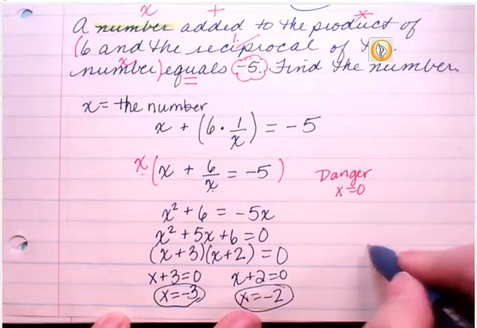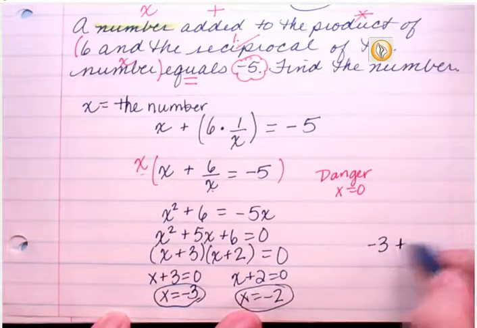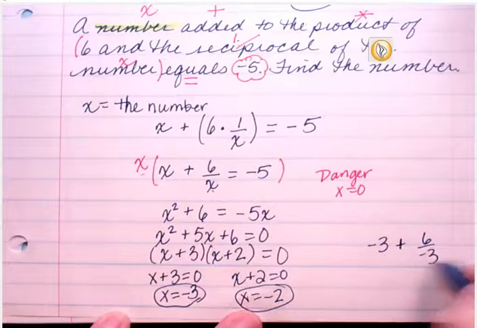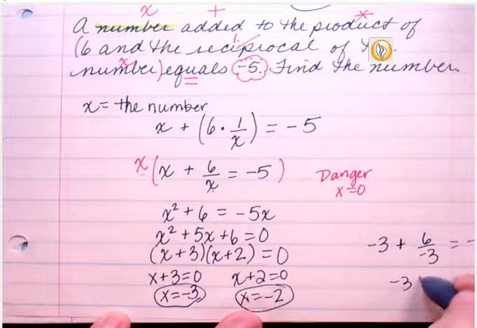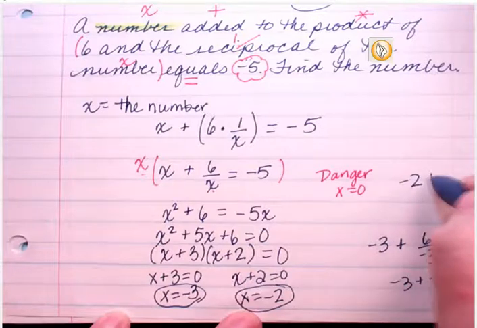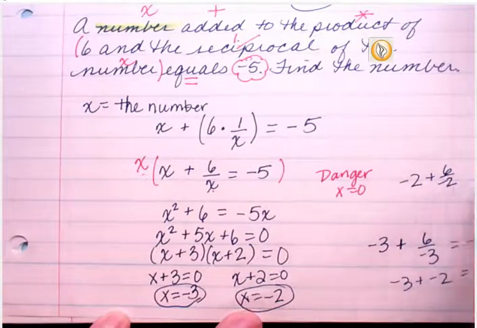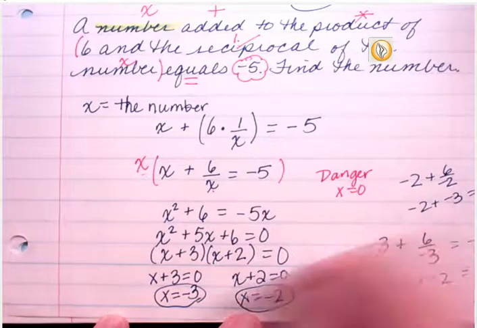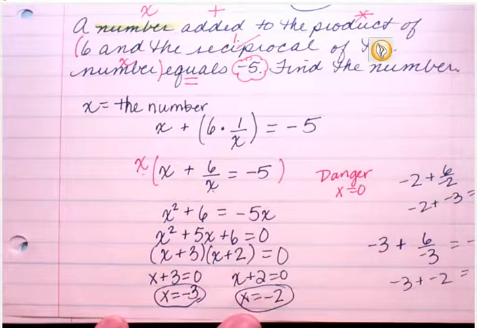So if I have -3 plus 6 divided by -3, does that equal -5? Well, yeah, it's -3 plus -2. That works. If I have -2 plus 6 divided by -2, that's -2 plus -3, and that works. None of those are our danger answers.